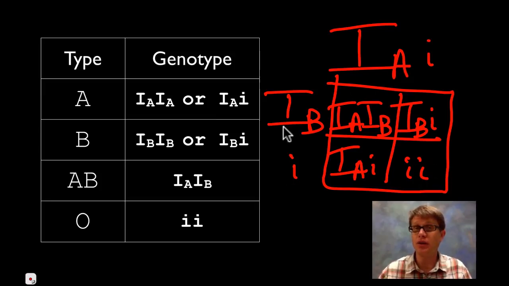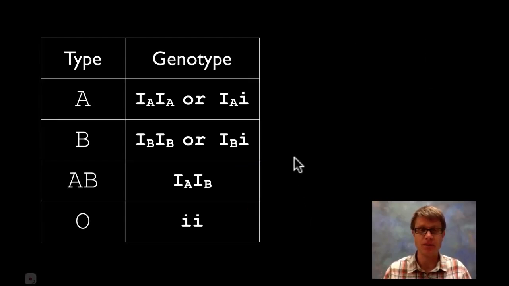So if you have an A and a B, you could conceivably get AB, B, A, or O type blood coming from that. And so make sure you understand the different genotypes that we have, especially up here for those who are type A and type B.